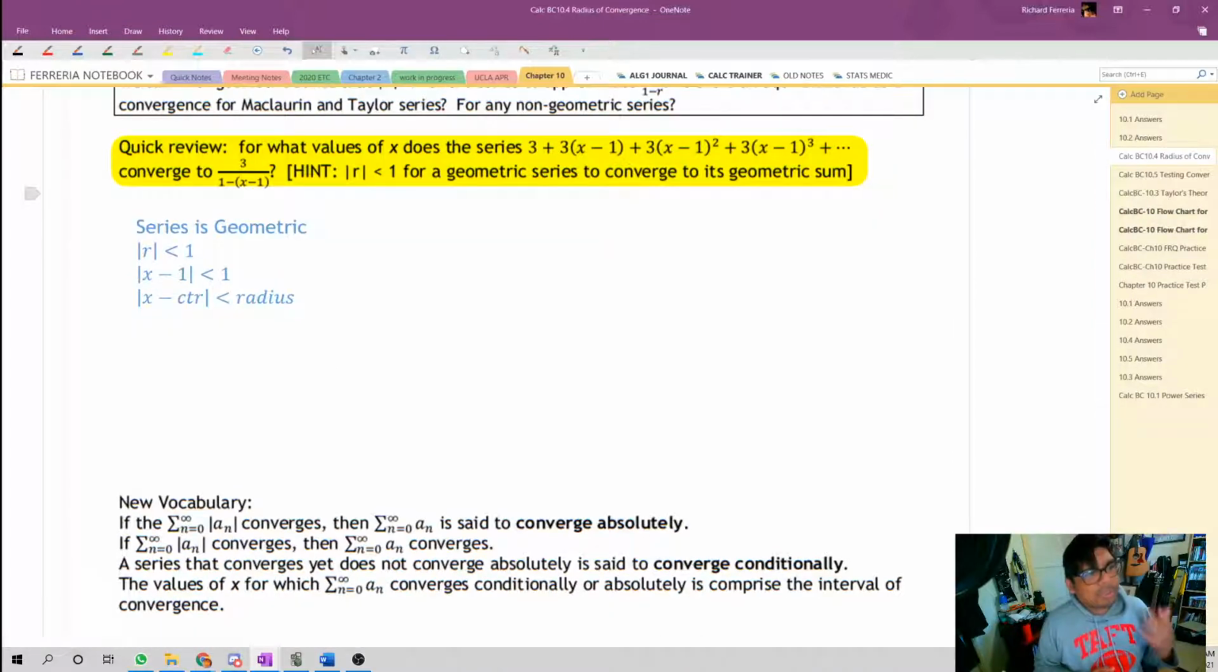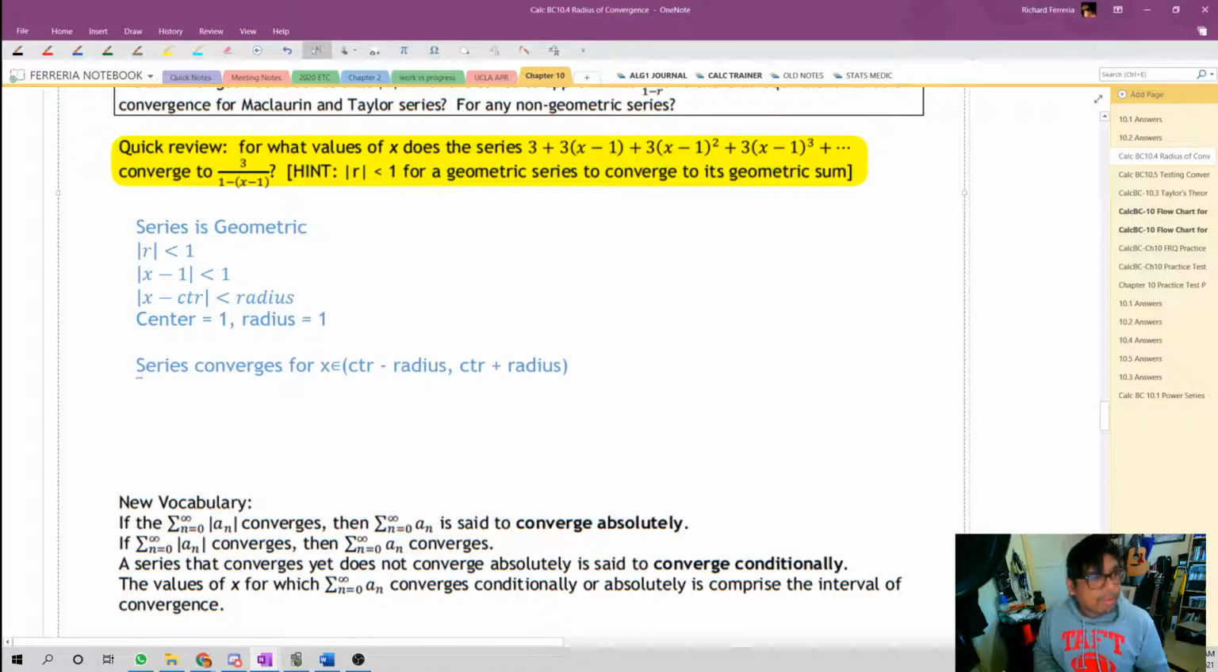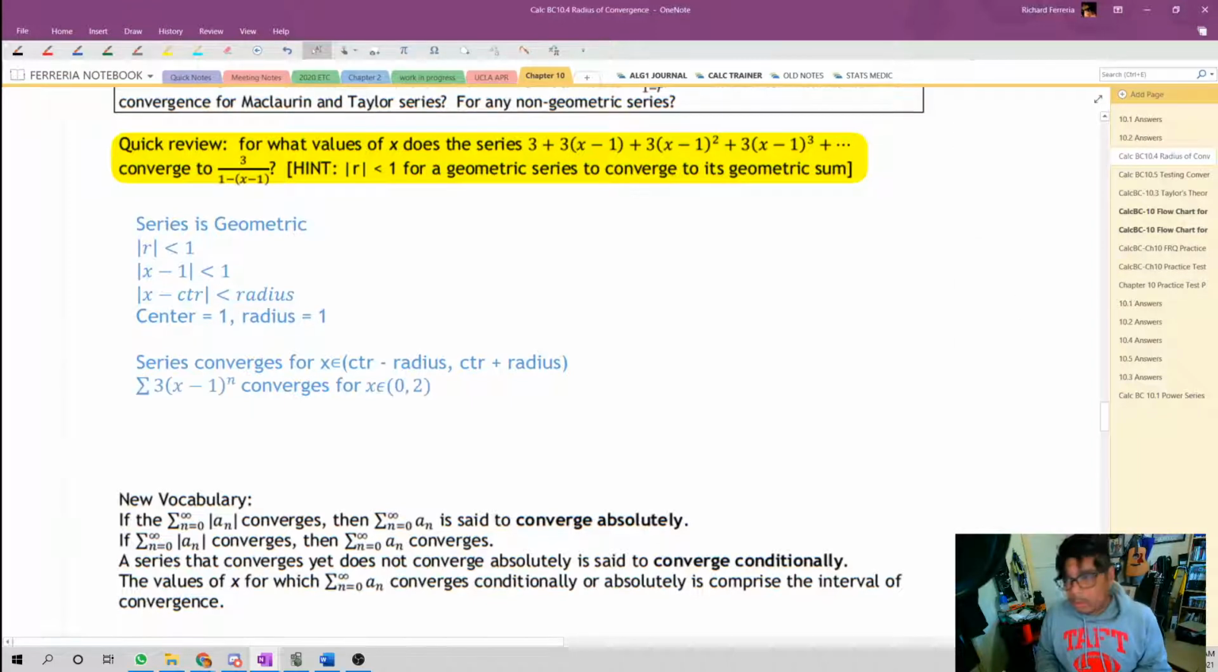And then we compare it to the absolute value of x minus the center being less than the radius, and see if we can make a one-to-one correspondence. I see here that we don't have to do any additional solving. So then we say that for this series the center is 1 and the radius is 1. Then for any series, we say that the series converges for x in the interval from center minus radius to center plus radius. And when you work out all that math, you get that the series 3(x minus 1) to the n converges for x between 0 and 2. Remember, we got 0 and 2 from 1 minus 1 and 1 plus 1.